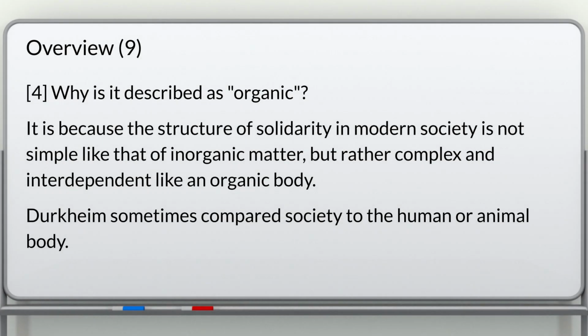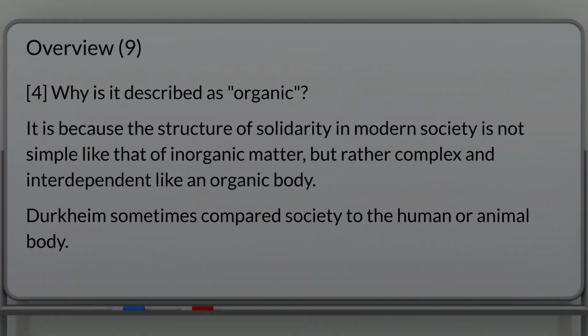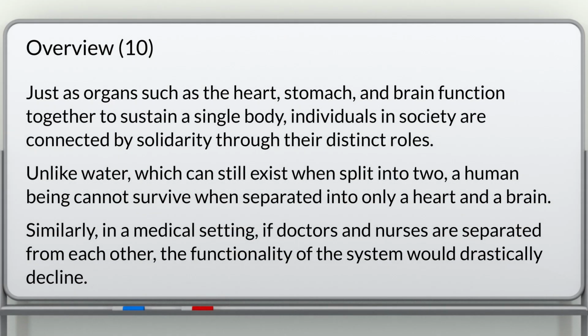Why is it described as organic? It is because the structure of solidarity in modern society is not simple like that of inorganic matter, but rather complex and interdependent like an organic body. Durkheim sometimes compared society to the human or animal body. Just as organs such as the heart, stomach, and brain function together to sustain a single body, individuals in society are connected by solidarity through their distinct roles.